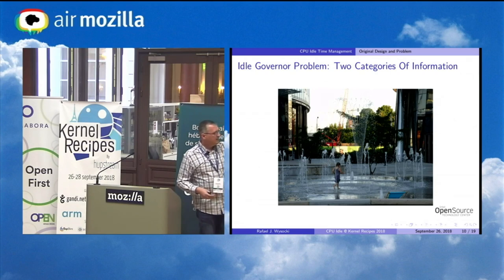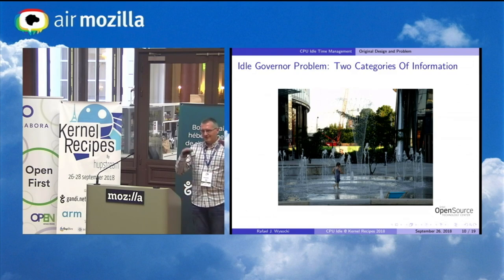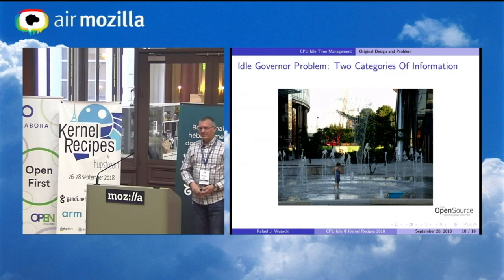So this is like in this photo. Actually, this is an illustration of this problem. The springs in the fountain are actually deterministic. You can't see it, but they go up and down in predictable sequences, and you can determine when they go up, when they go down, and so on. The kid is not predictable. She just decided to run through the fountain at this particular moment, and you can't really figure out if this is going to happen or not. And that's a governor problem.